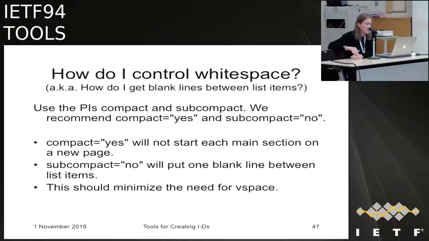Subcompact equals no puts one blank line between each list item. And then vspace is an element that's kind of a hack that forces blank lines, or even can just force a line break. But hopefully you can just set compact equals yes and subcompact equals no, and you'll be happy with the output. But if you're not, you can turn them on and off within the document. And compact also affects the text table output. So some people like their tables to have a blank line between each row. And for that, you have to set compact equal to no.